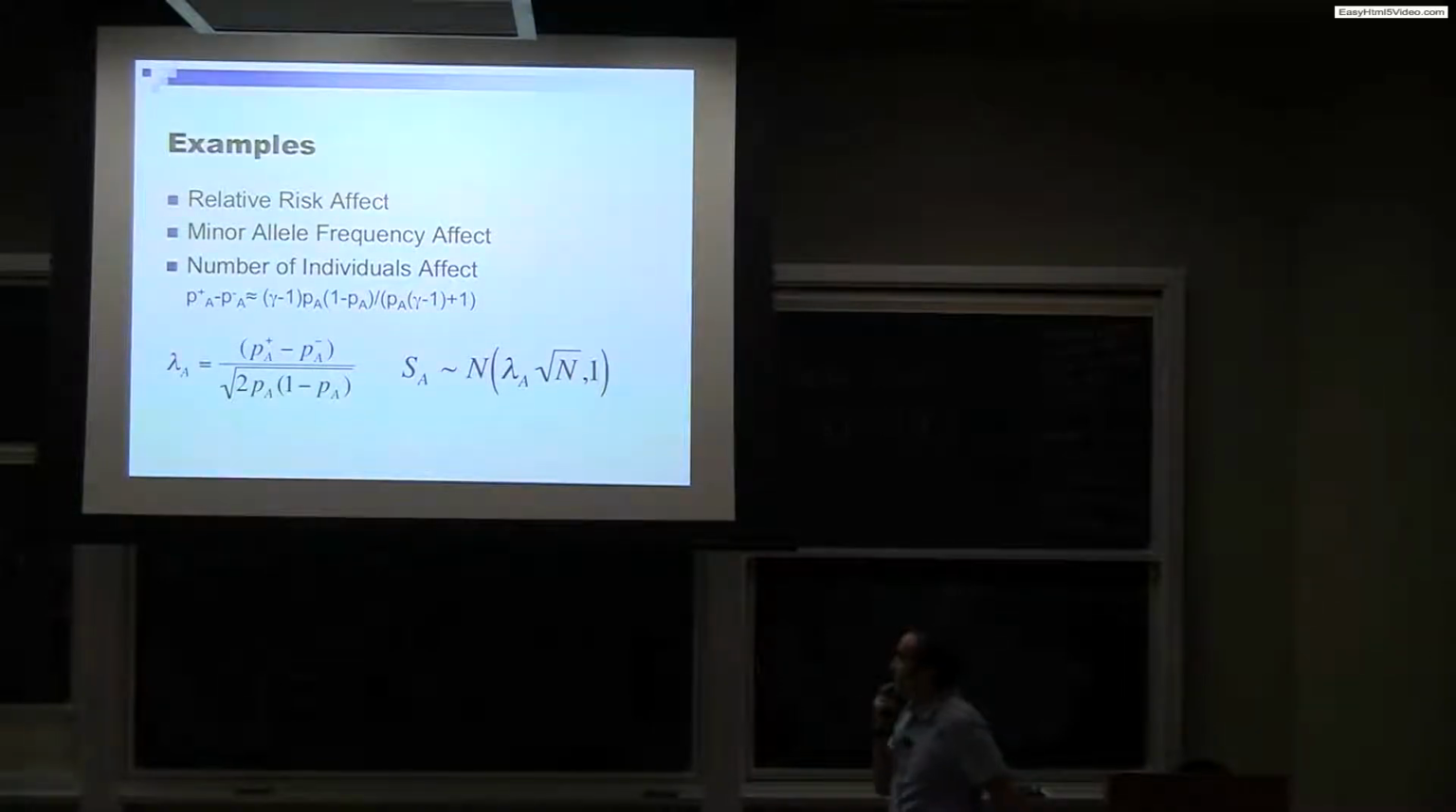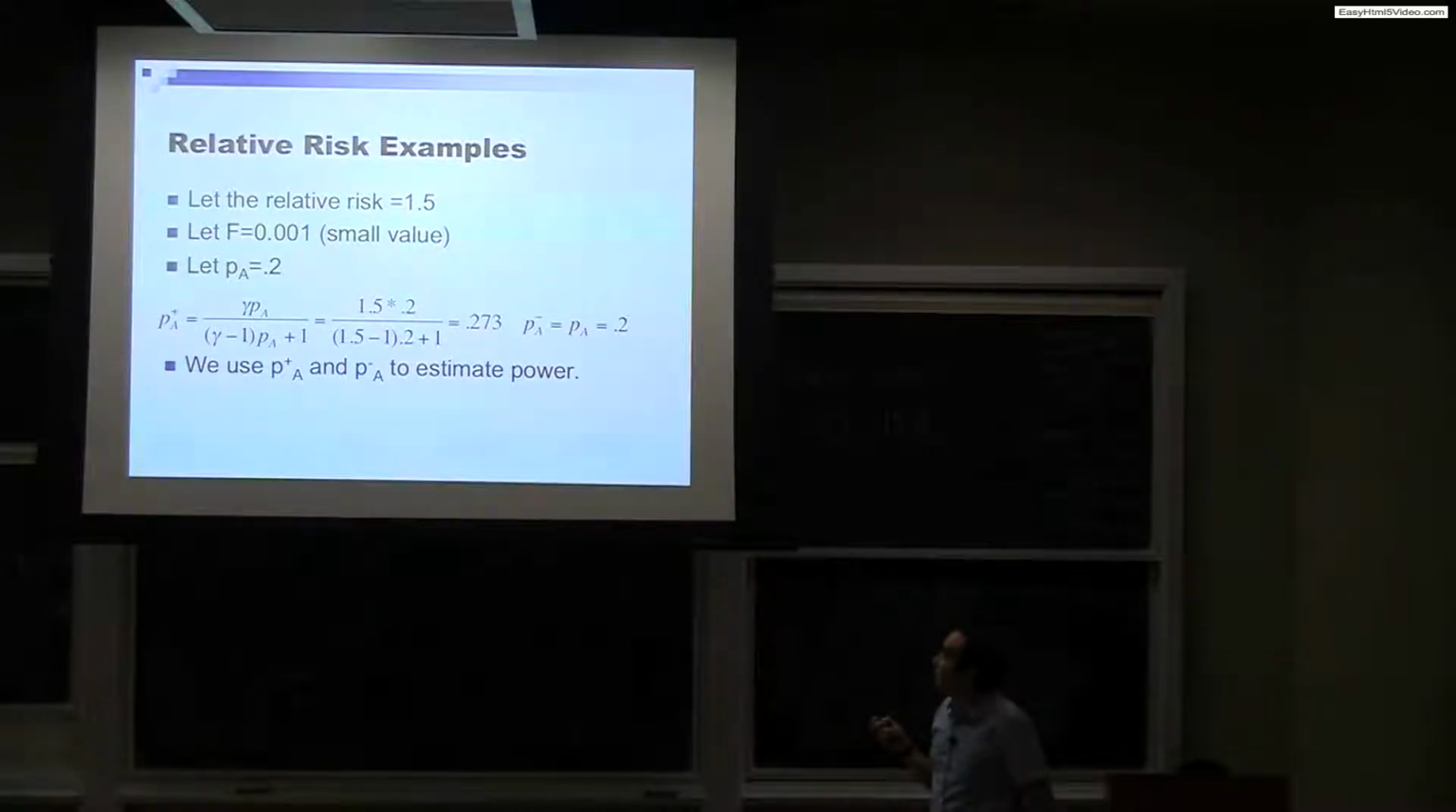Here are some examples. Let's say the relative risk effect, the minor allele frequency effect, and the number of individuals. Let's say the relative risk is 1.5. Let's say the disease is rare in the population. Let PA equal 0.2. The frequency is 0.2. Then the case frequency is going to be this, which is 0.273. The control frequency is going to be basically 0.2. So we can use these to estimate the power by plugging them into lambda, just following what we did previously.